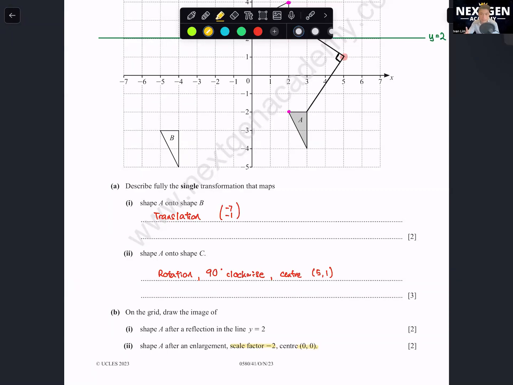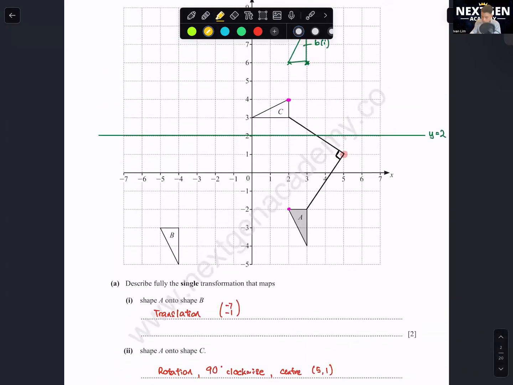Okay, what is the meaning of scale factor negative? Do you all remember? Negative is not becoming smaller. Okay, remember, negative is not becoming smaller. Negative means the opposite side of the center.